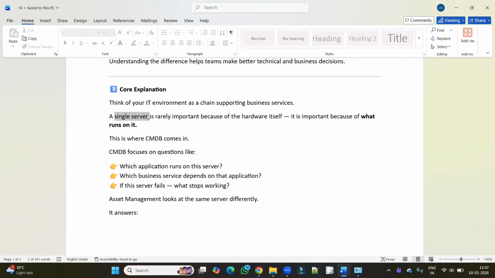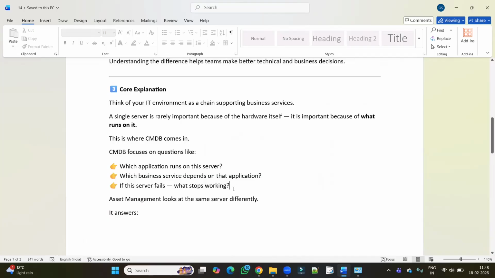We should know, or we must know, what all things are connected to it. So this is where CMDB comes in. CMDB focuses on and provides answers to questions like which applications are running on that server, which business services are dependent on that application. And if in case the server fails, what all things will get stopped, where we have to communicate, which support group is looking after this particular server.